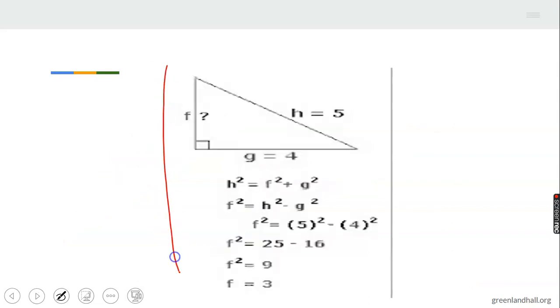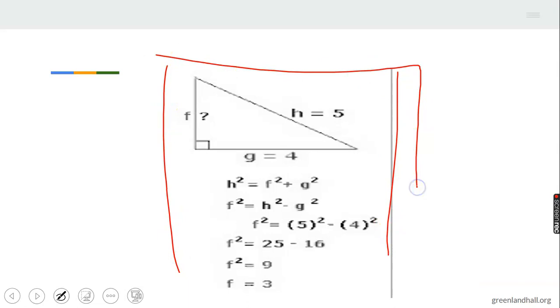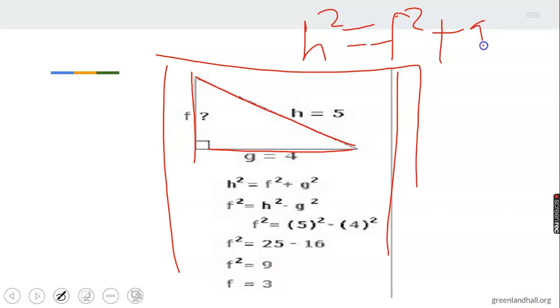Here are some for you to do. The same thing still applies. You can see the longest side is 5, while this side f is missing, and this side is g. Don't forget the longest side first, which is 5 square, equals the square of the two other sides, their sum, f square plus g square.